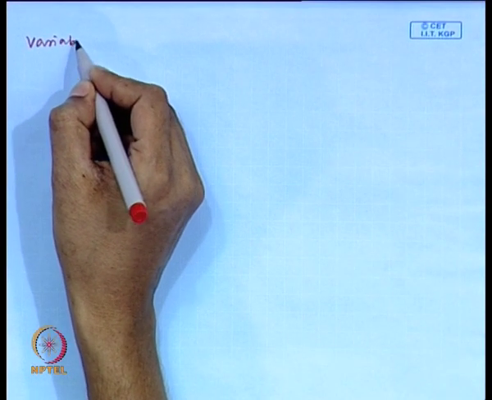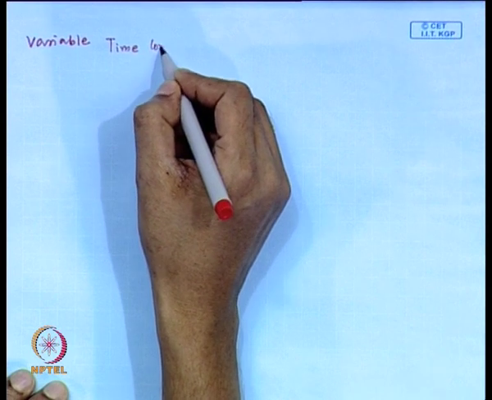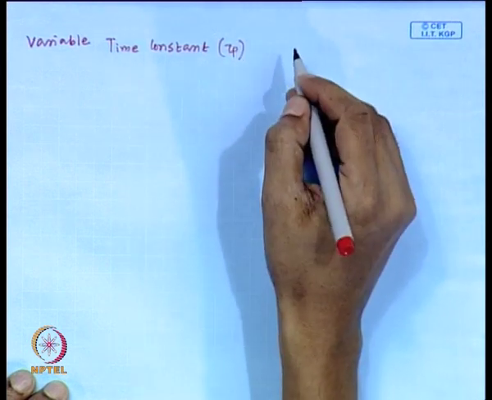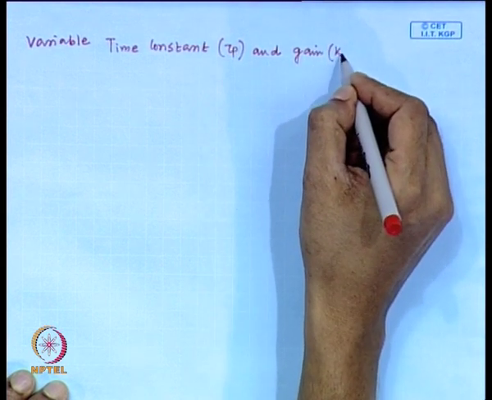So, these are the 4 comments we can make on the dynamics of first order system considering step change in input variable with magnitude A. Fine. Our next topic is variable time constant, tau p and gain K p.